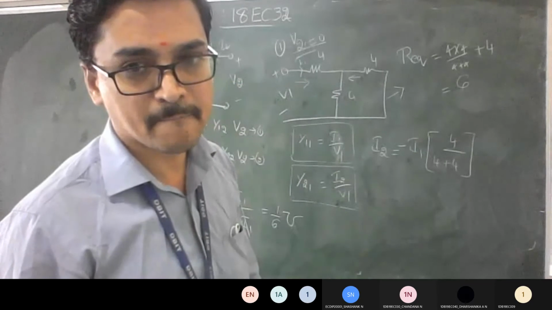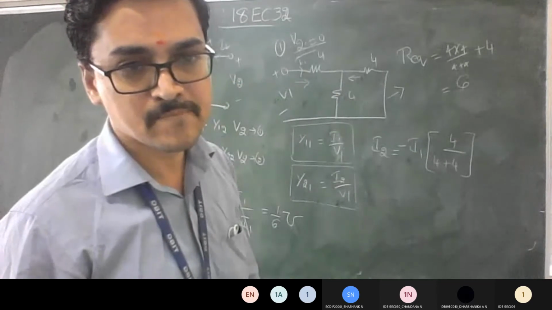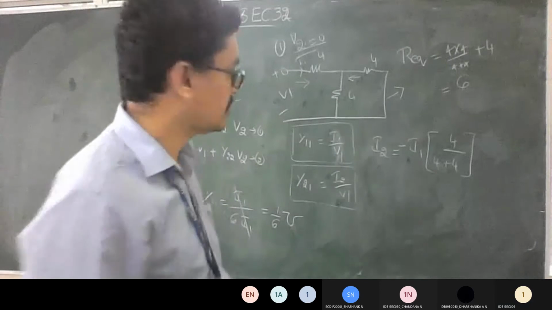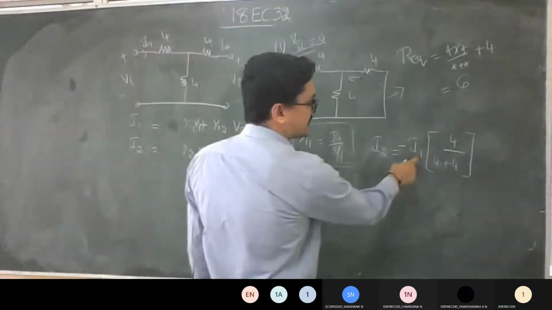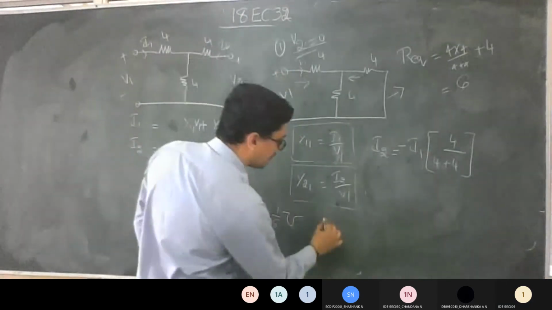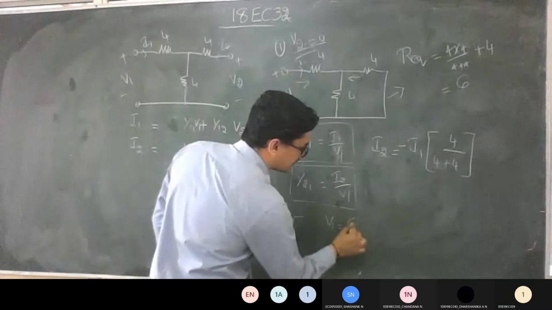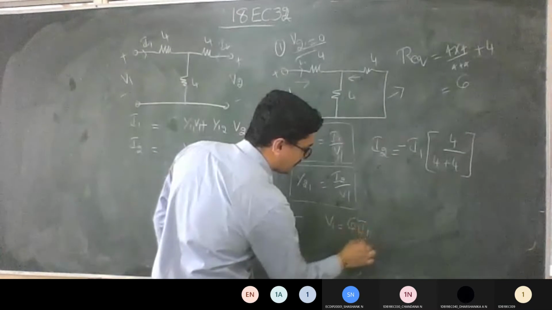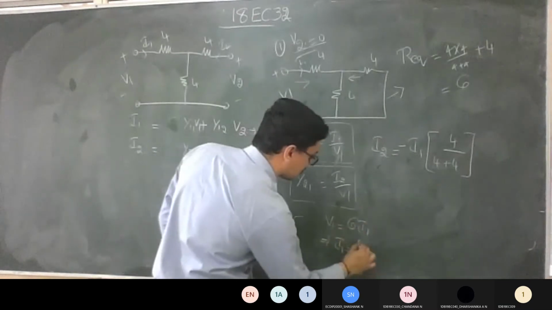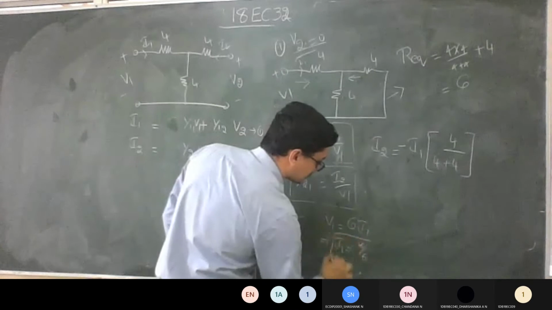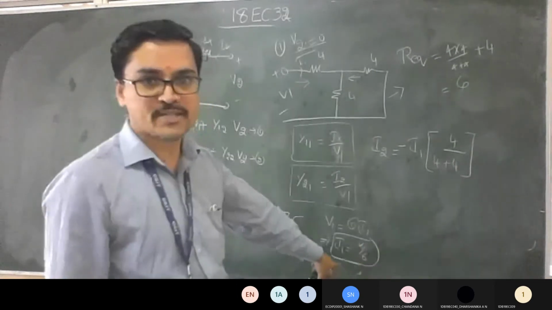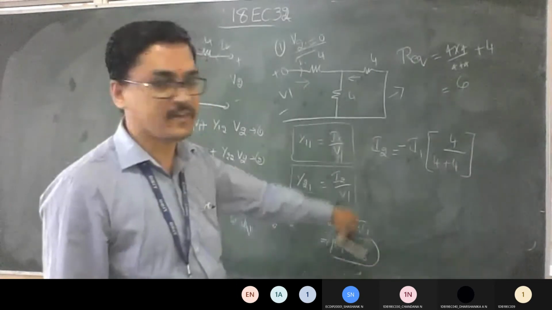Is it fine? Yes, sir. Okay, good. So now, what is I1? We already know that V1 is equal to 6 times I1. So from this, can I get I1 is equal to V1 by 6? Can I substitute this I1 is equal to V1 by 6 in this equation?